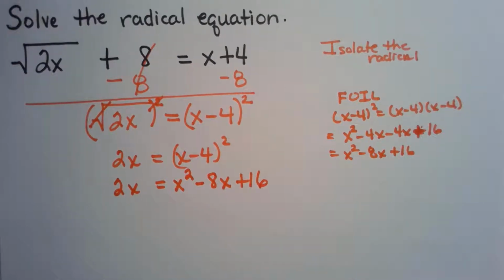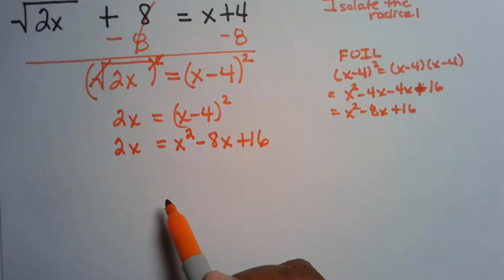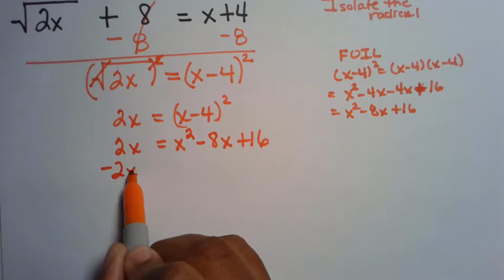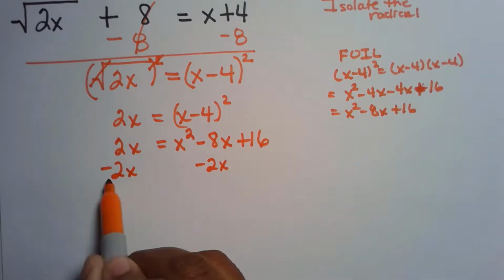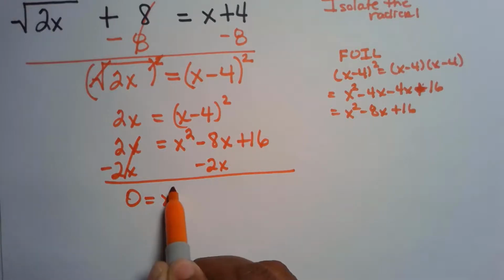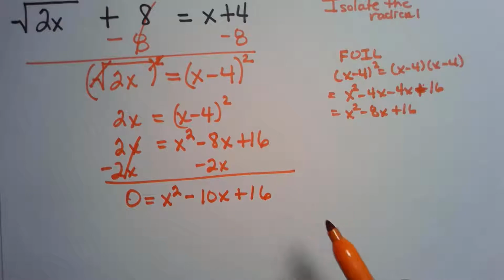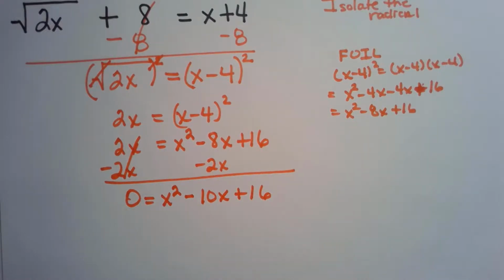Then we want to set this equation equal to 0, so we're going to subtract 2x from both sides. We have 0 is equal to x squared minus 10x plus 16. And we have a quadratic equation. Let's solve this equation by factoring.